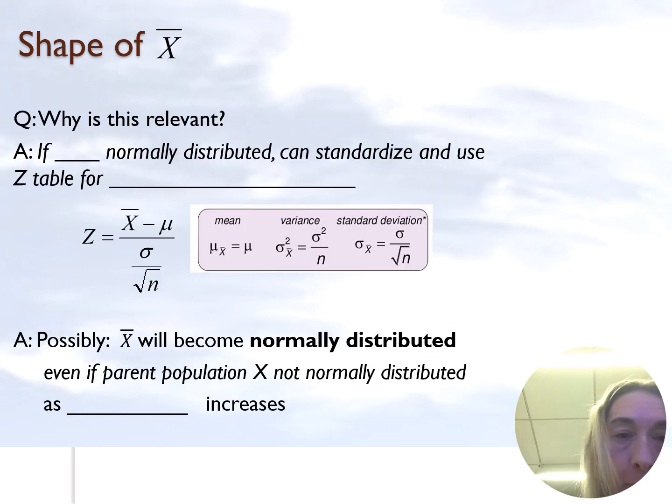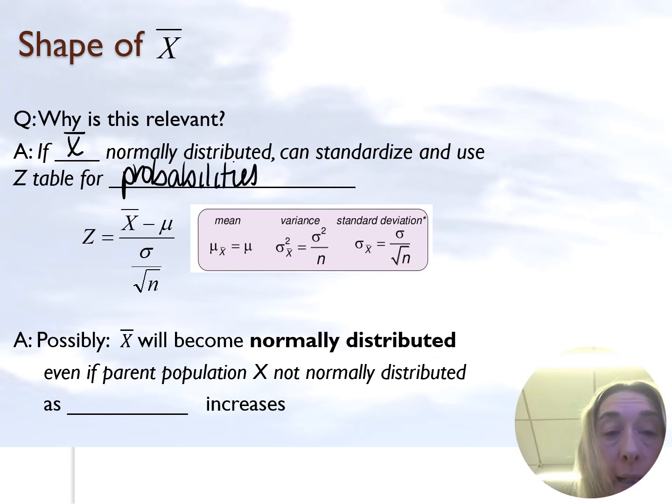We'll come back to this. But before we do, why is this even relevant? Why is it relevant to know that X bar is normally distributed? The answer is that if X bar is normally distributed, then we can standardize it, and we can use the z-table in the back of the textbook to determine probabilities that we can use in our statistical techniques.